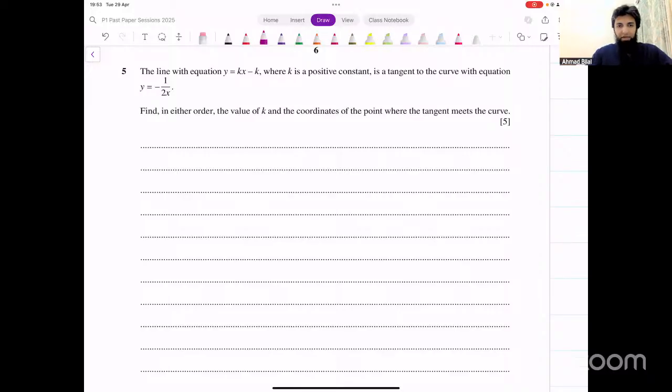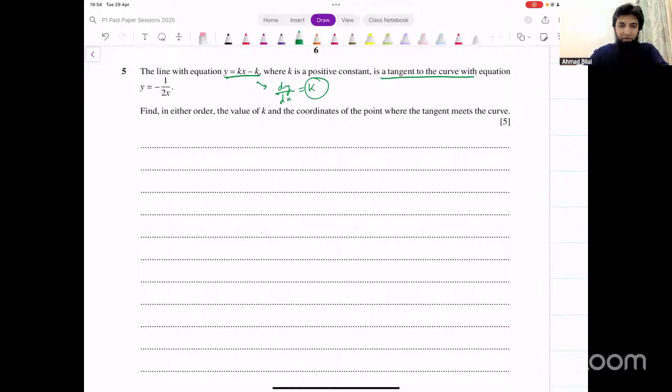One idea is that we do it using differentiation. We say that this line is a tangent to this curve. So whatever is the gradient of this line, the gradient of this line would be k. That should be the same as the gradient of this curve at that particular point. So differentiate the curve, equate that derivative to k. That's one idea. You do need to use that in some cases, so you must know this method.